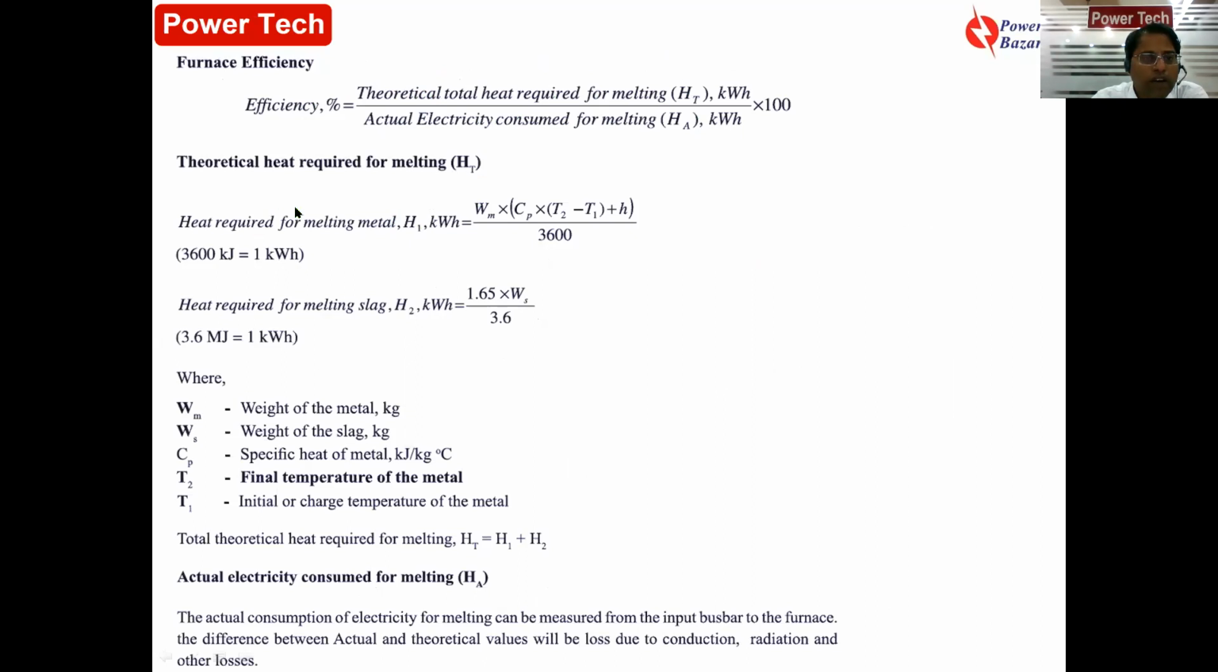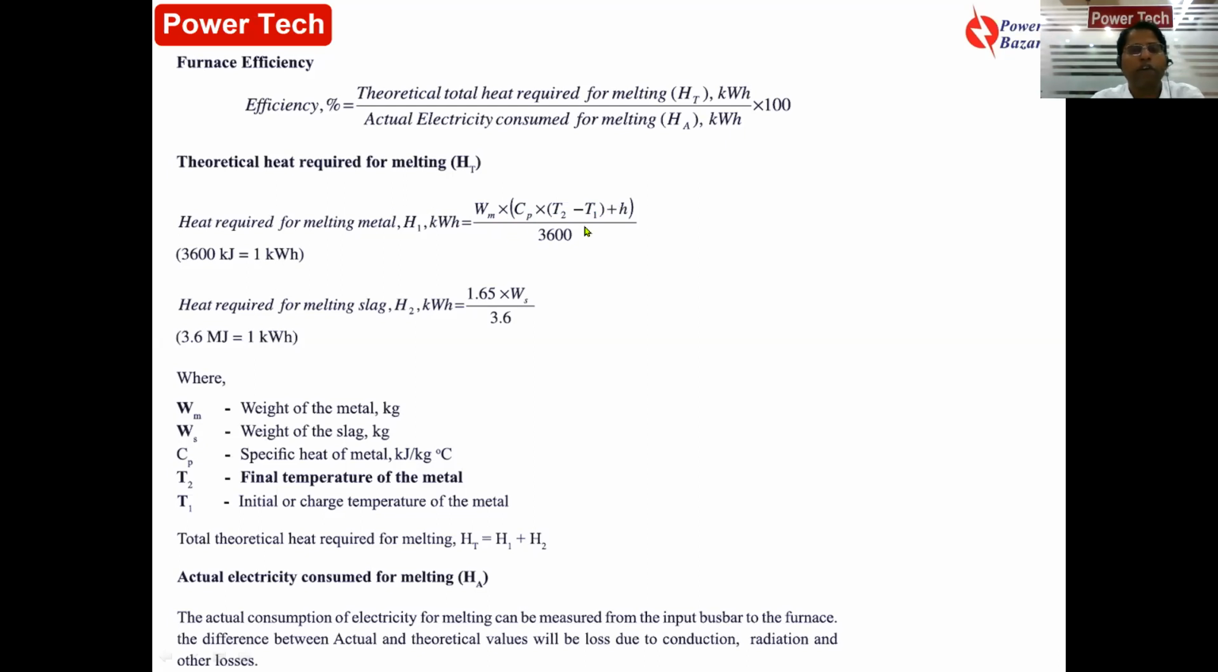Now, what is the heat required for melting? As I discussed, it is the weight of metal, then the specific heat of metal, delta T, that means the melting point minus the initial room temperature, and H is the enthalpy or the latent heat.